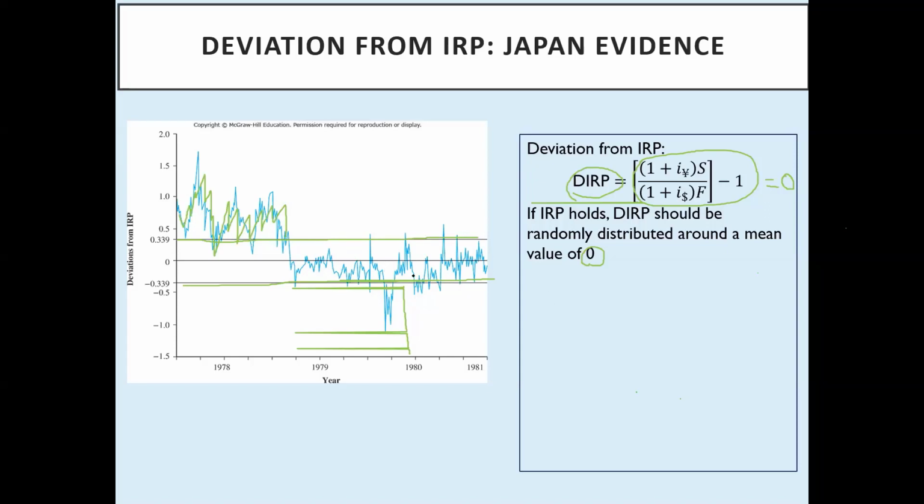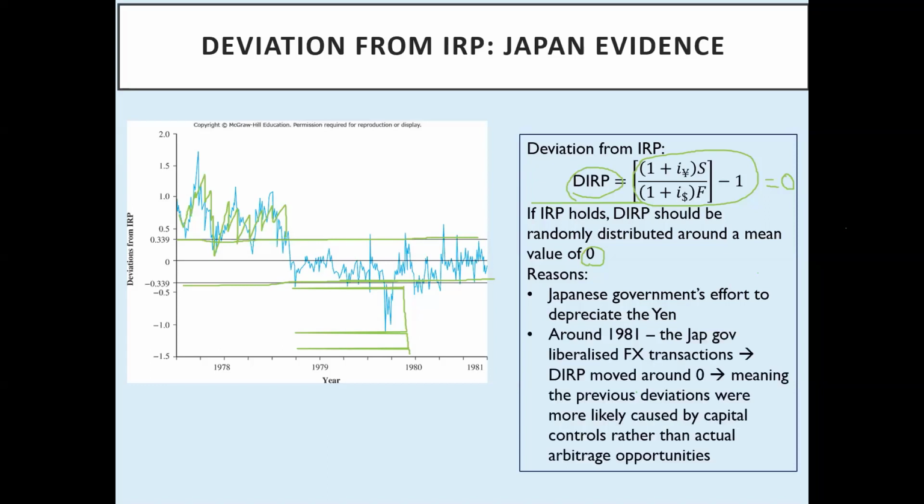After the 1980s, it seems that the IRP holds. One reason for this could be that the Japanese government had been trying to depreciate the yen so that they can export more. After the 1980s, it seems that they liberalized their foreign exchange market, so they let the market forces determine the exchange rates. As a result, there are no restrictions on capital controls, and the discrepancy starts to disappear over time.